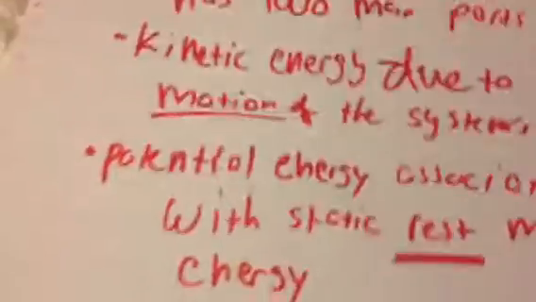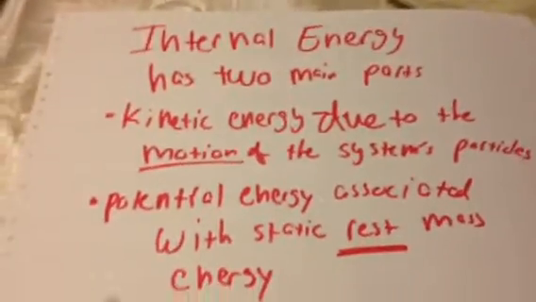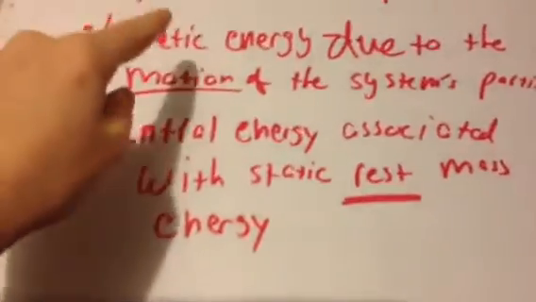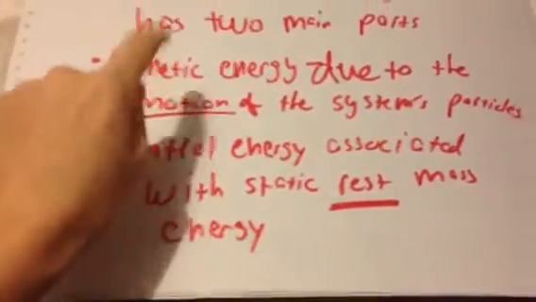And it has two main parts. We have the kinetic energy, which is due to the motion of the system's particles, and the potential energy associated with the static rest mass energy. So if we look back at our picture, we see that the internal energy does not involve potential, because it's going to be moving. It's moving kinetic energy.